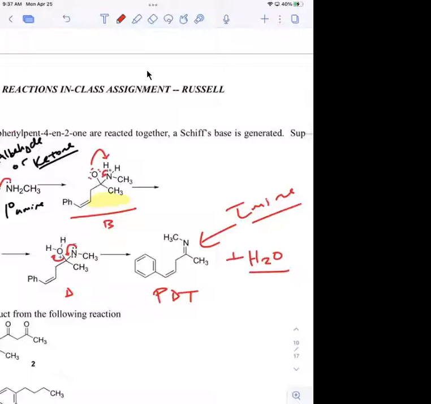Go ahead, Tia. I have a question. Yeah, sure, go ahead. So with the amide synthesis and the amine formation, I noticed one has the acid catalyst at the end and one doesn't.